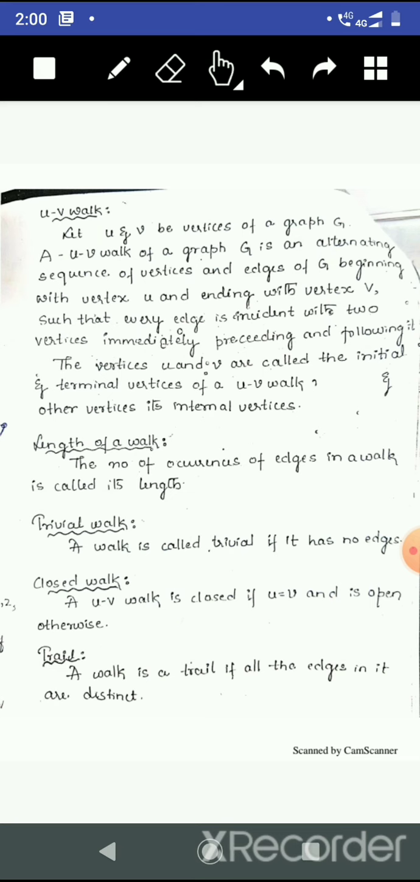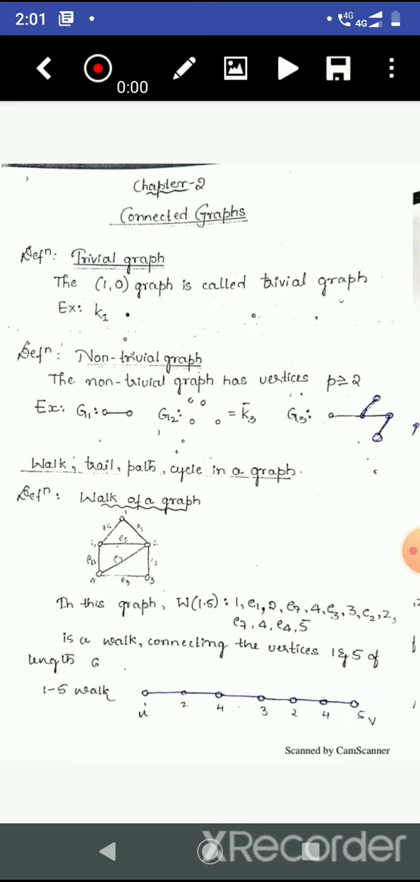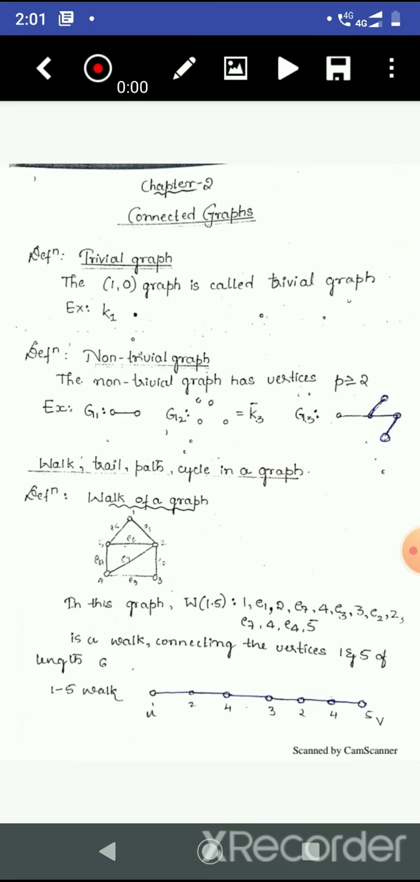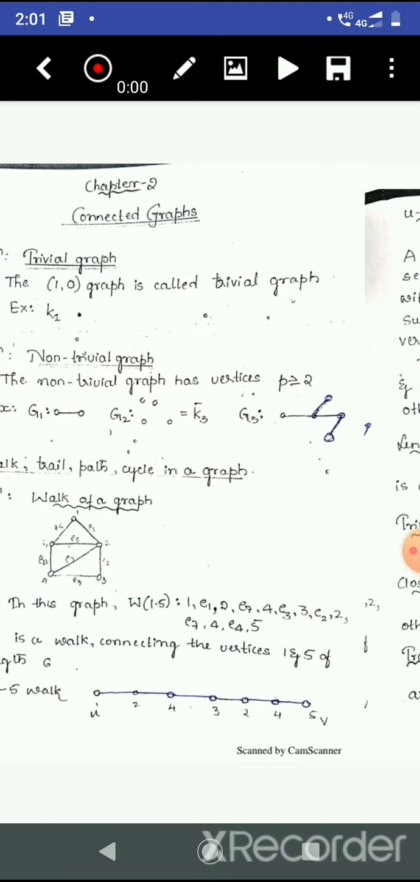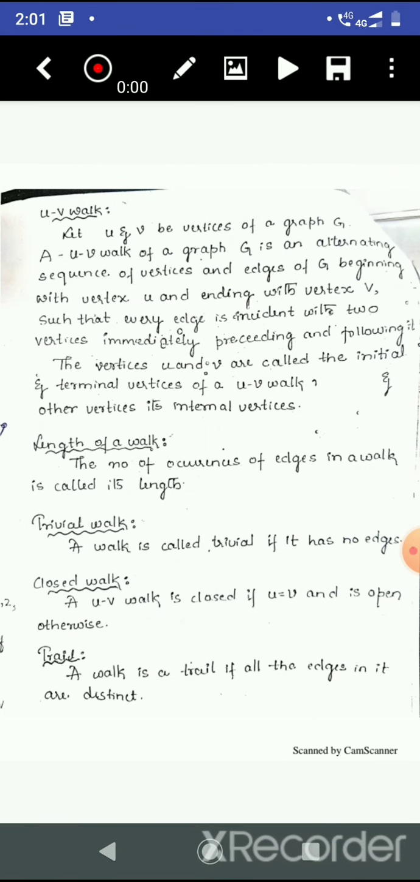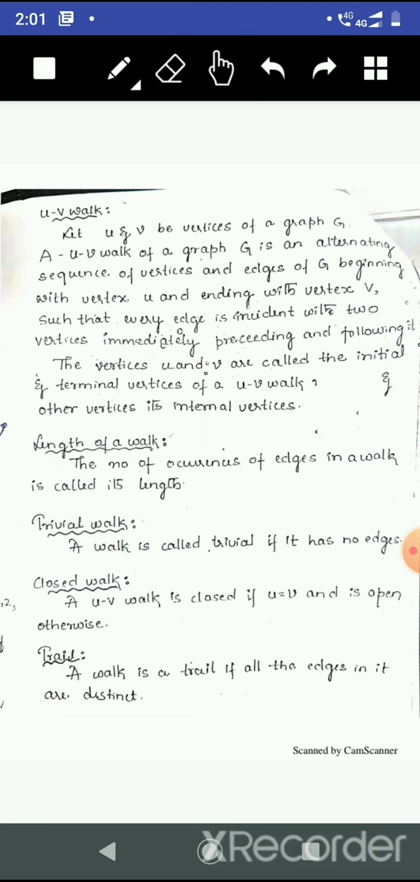Next, length of a walk. The length of a walk means the number of occurrences of edges in the walk. In the previous example, this walk contains a total of 6 edges, so the length is 6. The number of occurrences of edges in a walk is called its length.